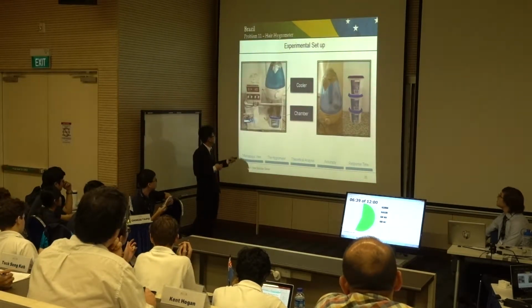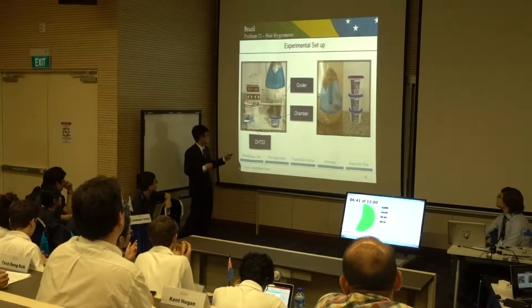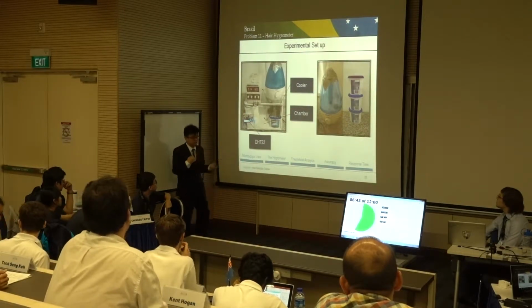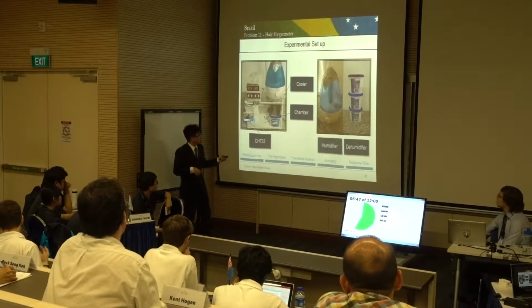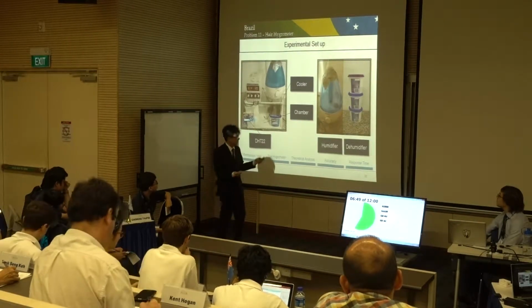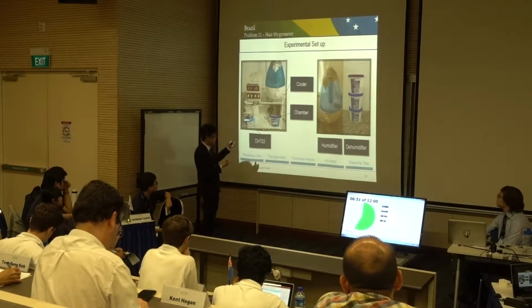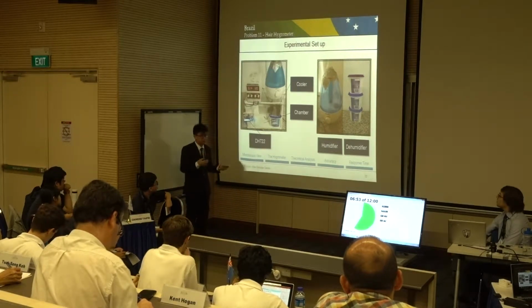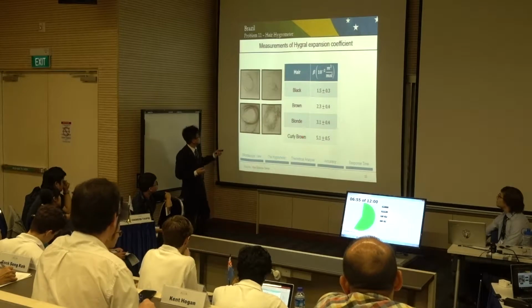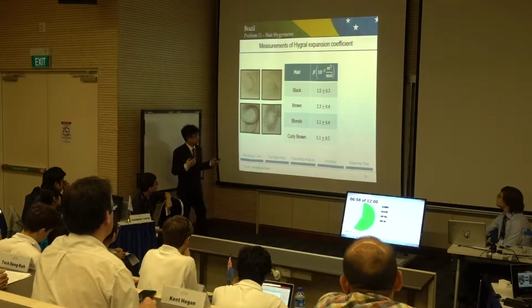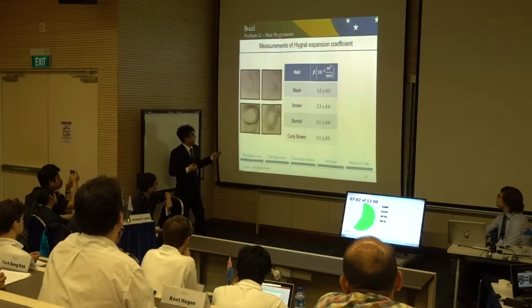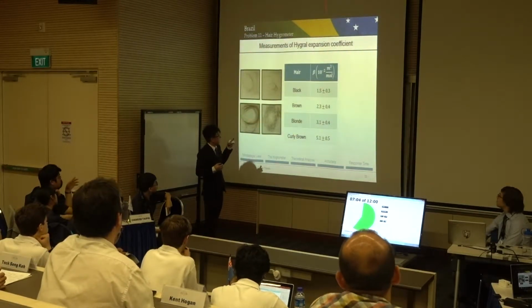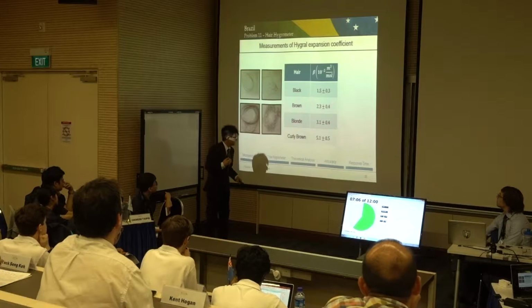Here we have our experimental setup. We used a cooler as a chamber and the DHT22 to measure the humidity directly. We used a humidifier to humidify the environment and a dehumidifier to dehumidify the chamber. We tested four different hairs in this case: the black, the brown, the blonde, and the curly brown one. With them, we measured the coefficient of expansion for each one.